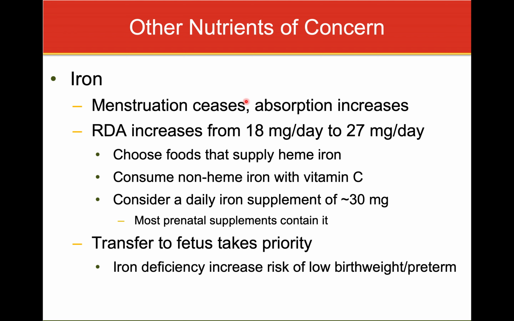Iron. So with pregnancy, iron becomes very important. During pregnancy, menstruation ceases and absorption increases. So this shows the importance of iron, right? The pregnant woman is not going to be losing iron in their period, and they're also going to be more efficient at absorbing it, like they are with calcium. This one does have an increase in the RDA, so it increases from 18 to 27.